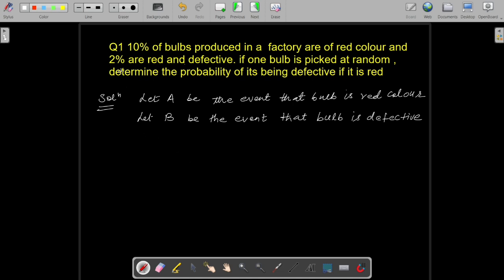Okay. So what is given to you? 10% of bulbs produced in a factory are of red color. That means you are given that probability of A is 10%, meaning 10 over 100, that means 0.1. And second thing, what is given to you? 2% are red and defective. So it is given probability A intersection B, that means red and defective both, which is 2%, which is equal to 0.02.